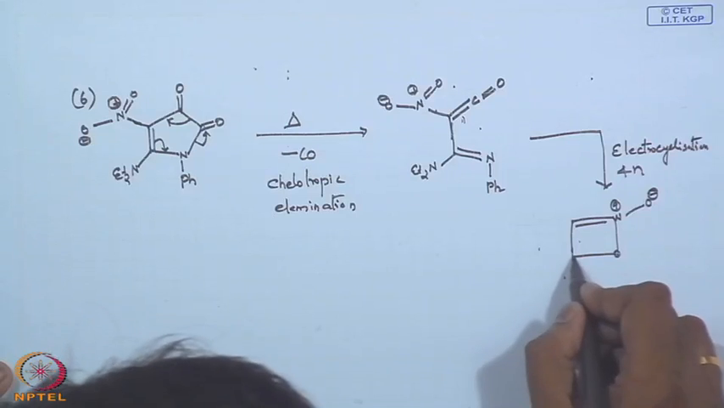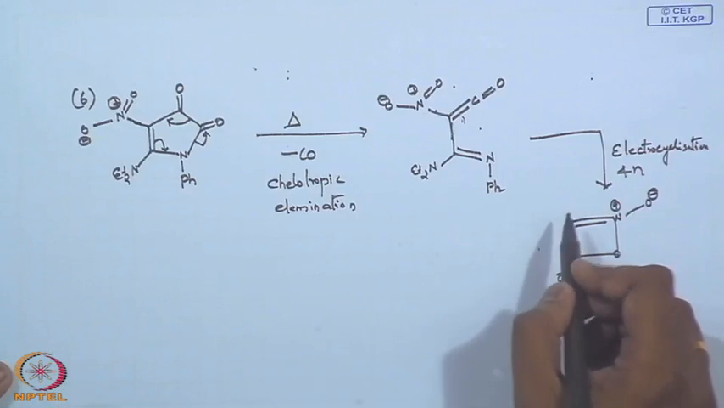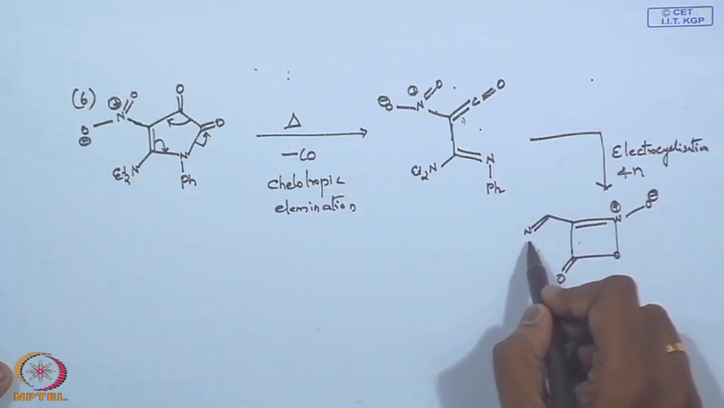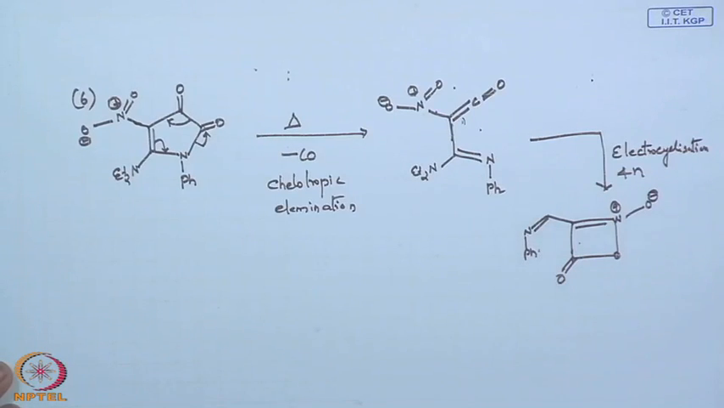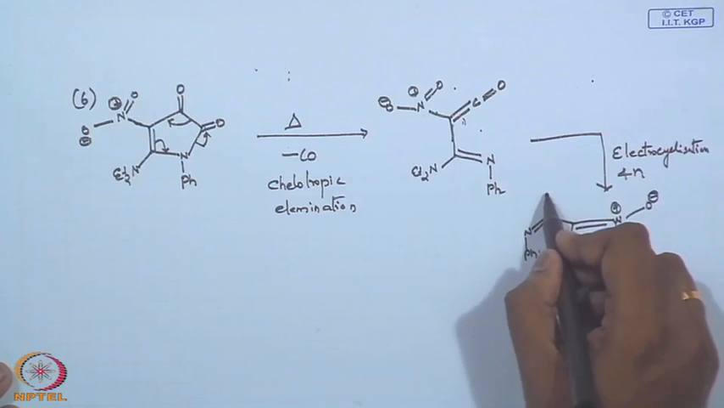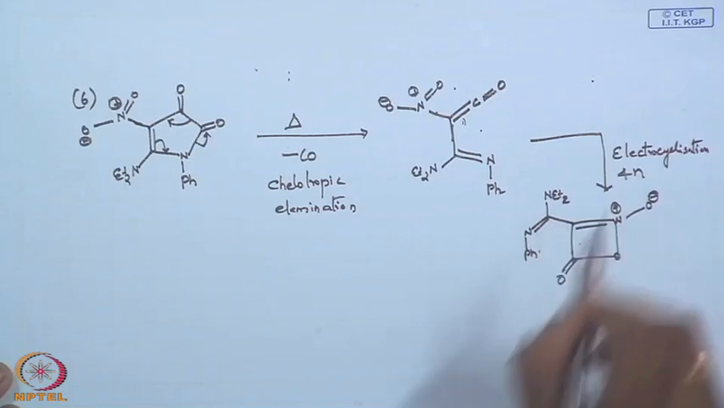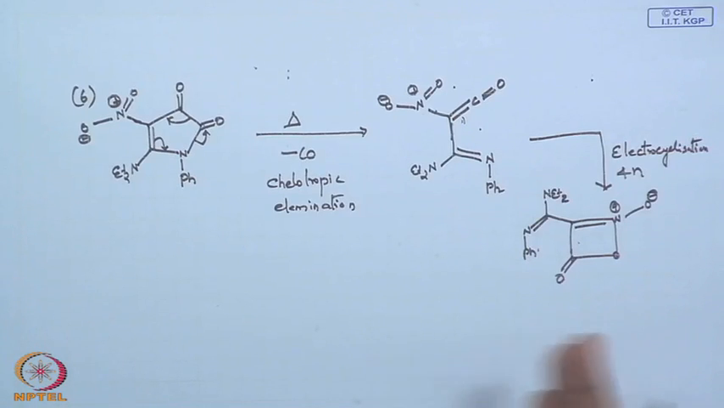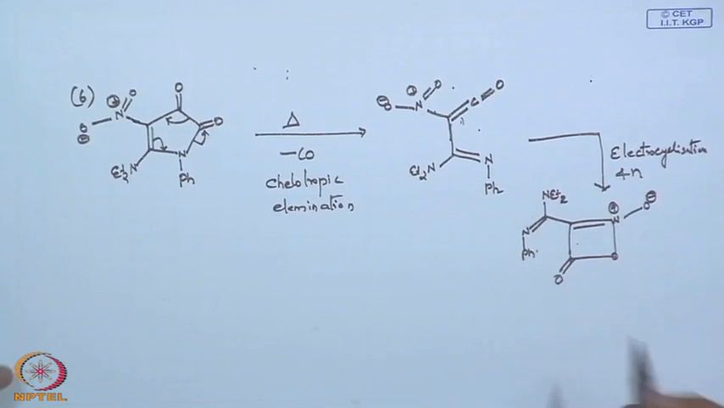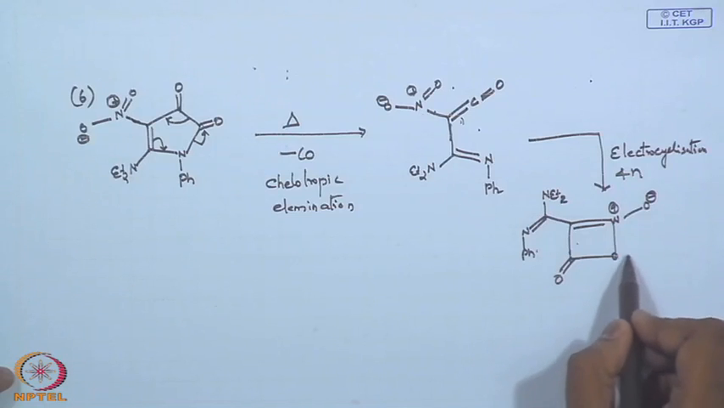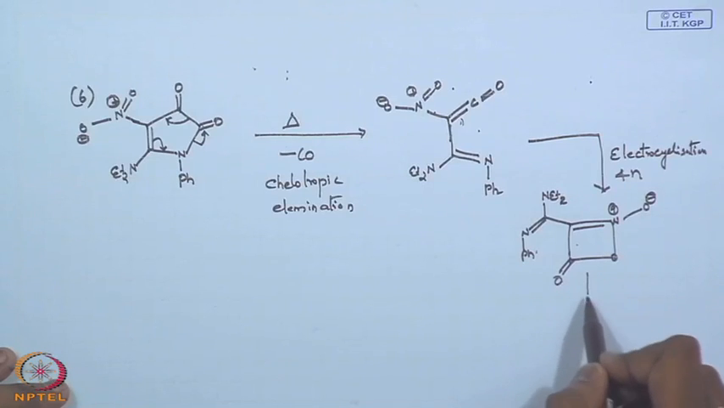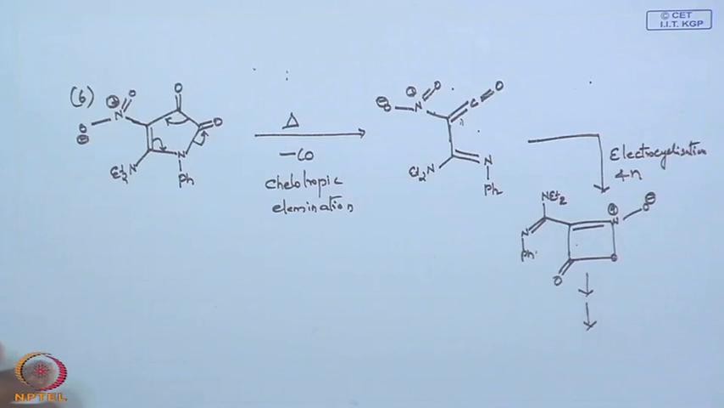So it undergoes this electrocyclization to give you the carbonyl with my double bond N phenyl and NEt2. So I can get this system. This is not a stable molecule. Further it can undergo carbon dioxide elimination to give you the final product, but this is not going to stay like that, it undergoes several steps.